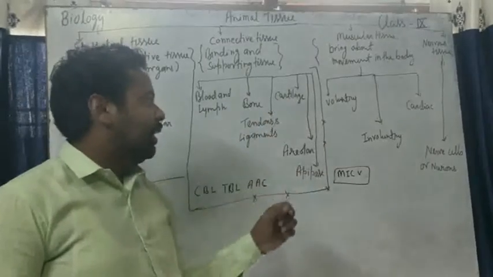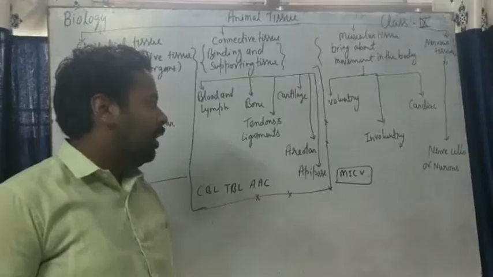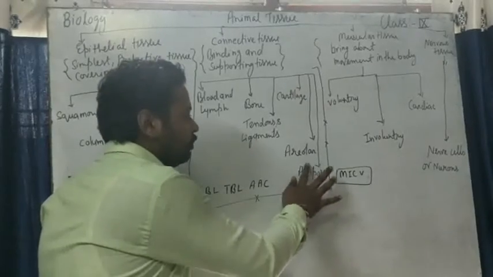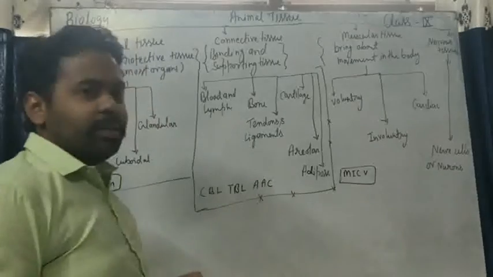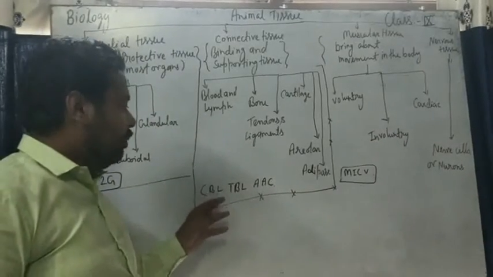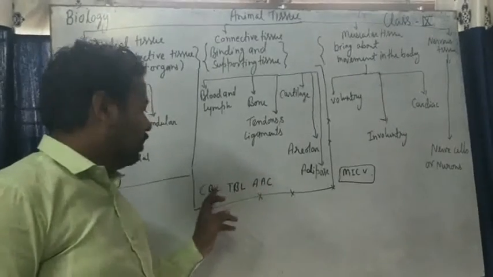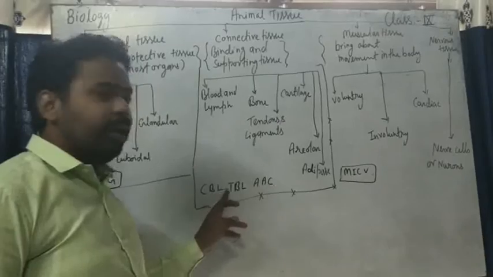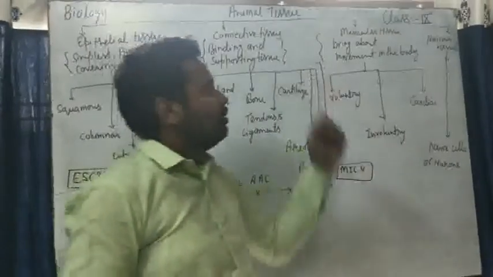Next one is cartilage, areolar and adipose. To learn this, we need to remember the particular keywords CBL, TBL, AAC. CBL, TBL and AAC.